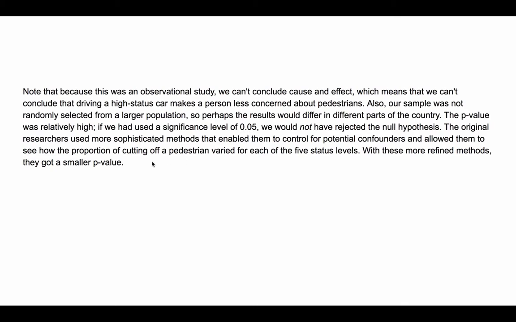The original researchers used more sophisticated methods that enabled them to control for potential confounders and allowed them to see how the proportion of cutting off a pedestrian varied for each of the 5 status levels. So when they did these more refined techniques that are a bit more advanced than we're able to look at right now, they got a smaller p-value. So if you're worried about how we used a significance level of 0.10 and maybe we should have used 0.05, they ended up getting an even smaller p-value when they controlled for various factors.